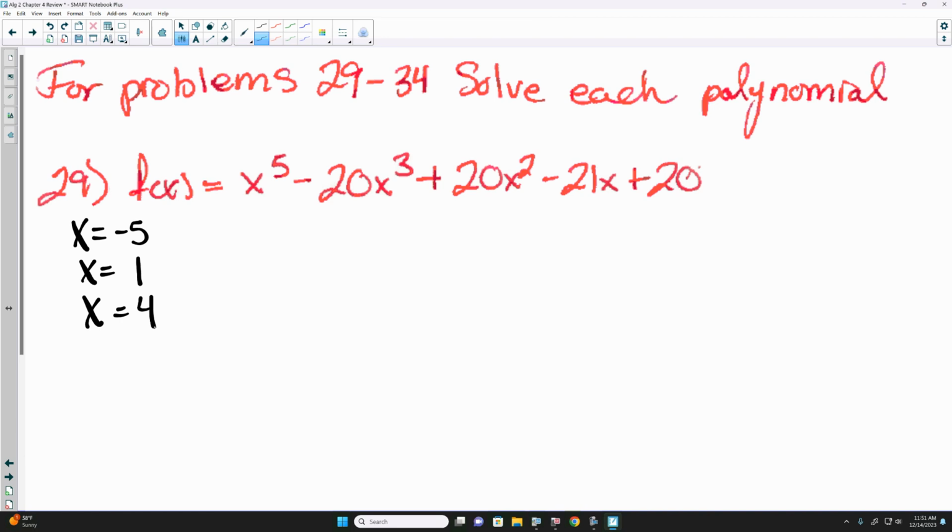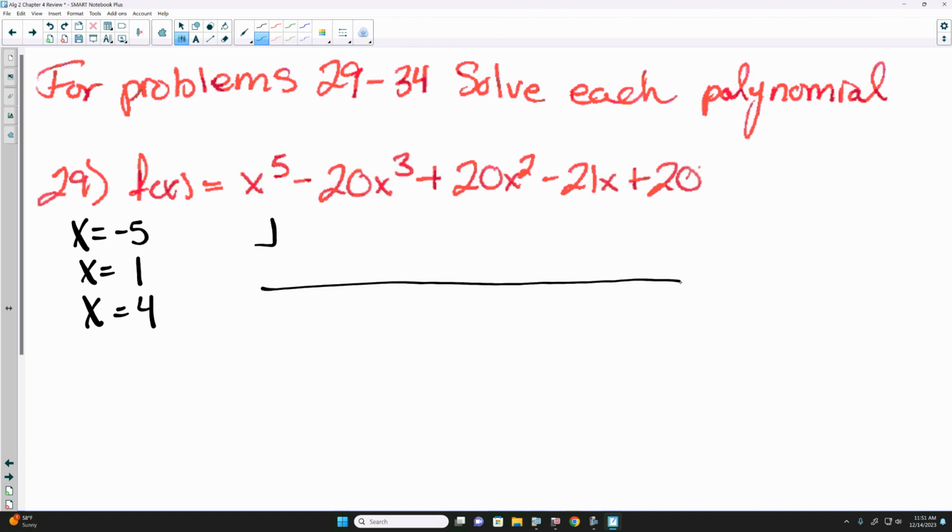-5, 1, and 4 are 3 of the solutions. Now for this here, the degree is 5, so there should be 5 solutions. So that means we're missing 2. So if a problem of degree 5 showed up on the test, you will be able to graph and get at least 3. It might give you 4, it might give you all 5, but it will give you at least 2 less than the degree.